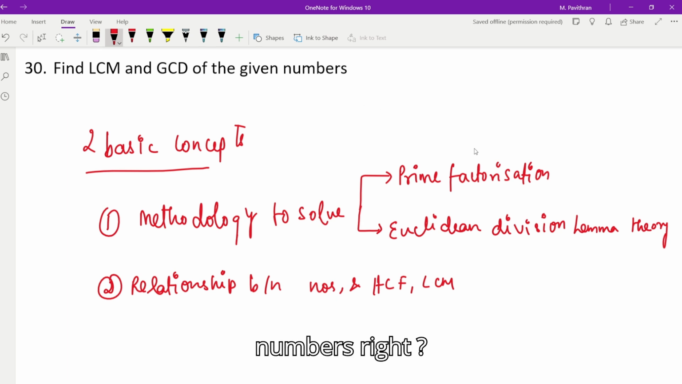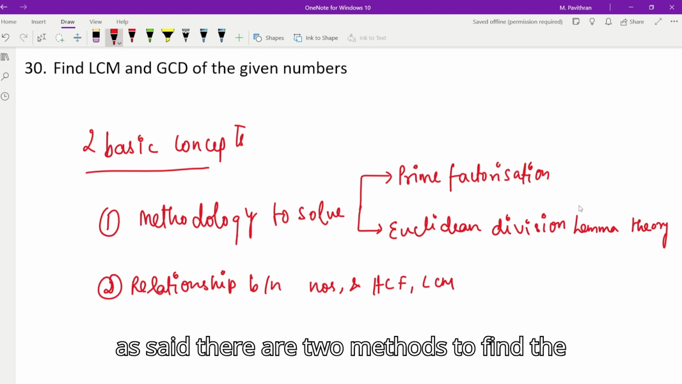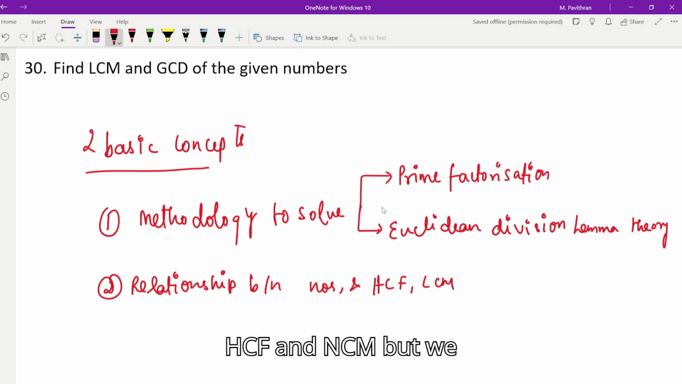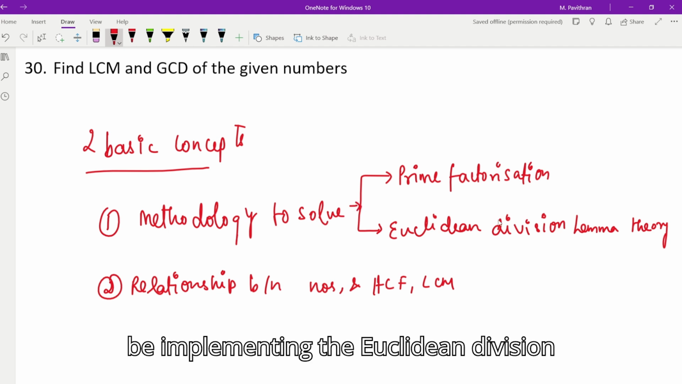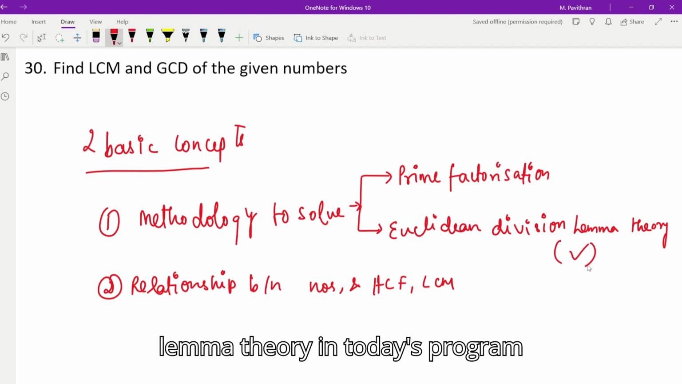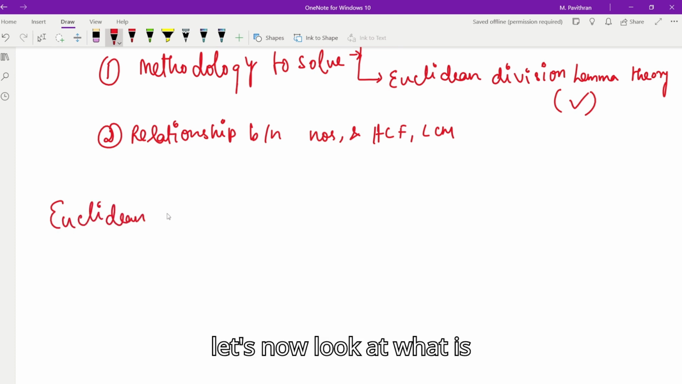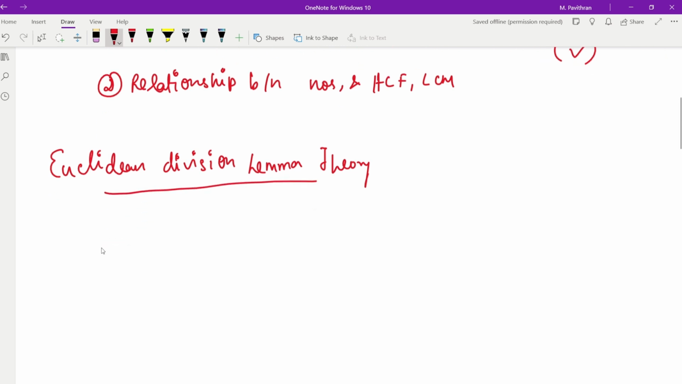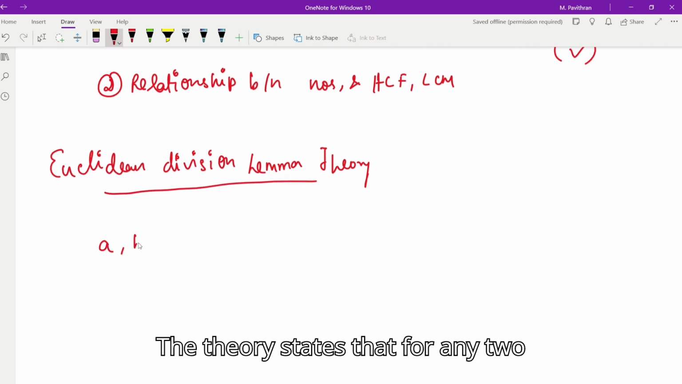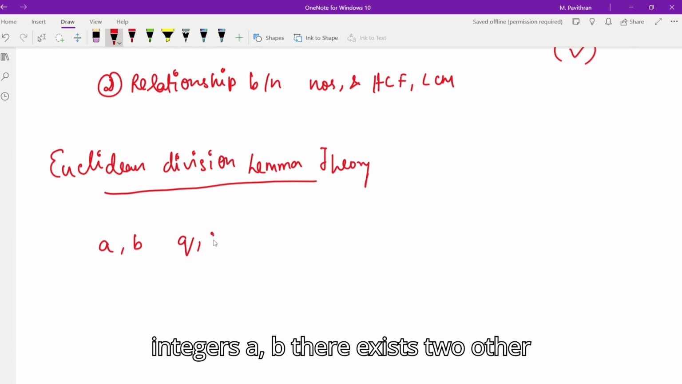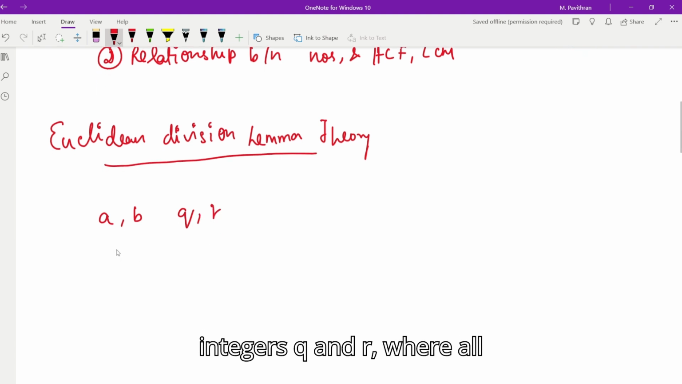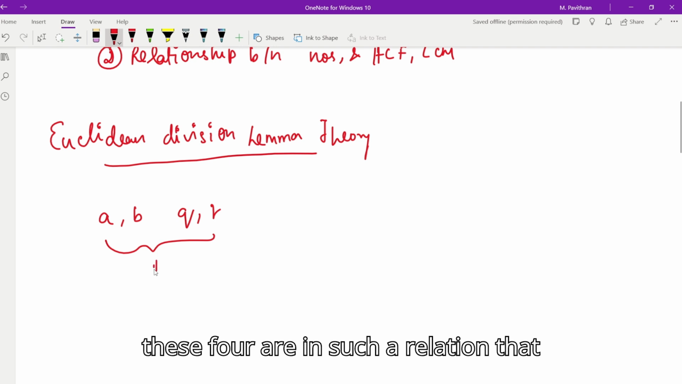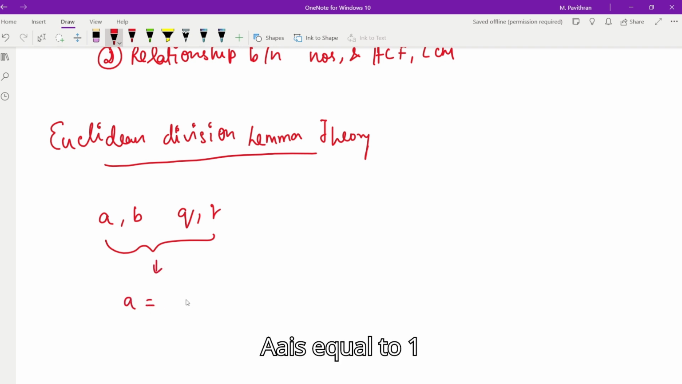When these two concepts are clear, we will be able to find the LCM and GCD of the numbers, right? As said, there are two methods to find the HCF and LCM, but we will be implementing the Euclidean division lemma theory in today's program. Let's now look at what the Euclidean division lemma theory states. The theory states that for any two integers a, b, there exist two other integers q and r where all these four are in such a relation that a is equal to q into b plus r, right?